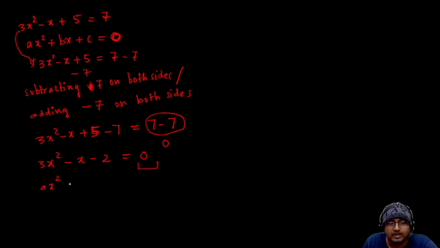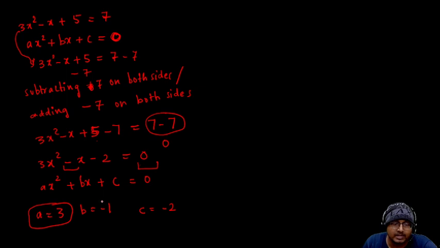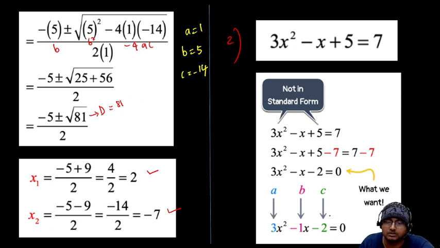ax square plus bx plus c is equal to 0. By comparing these two equations, what will we get? a is equal to 3, b is equal to minus 1, and what about c? c is equal to minus 2 we will get. So by comparing, a equal to 3, b equal to minus 1 and c equal to minus 2 we will get. Okay.